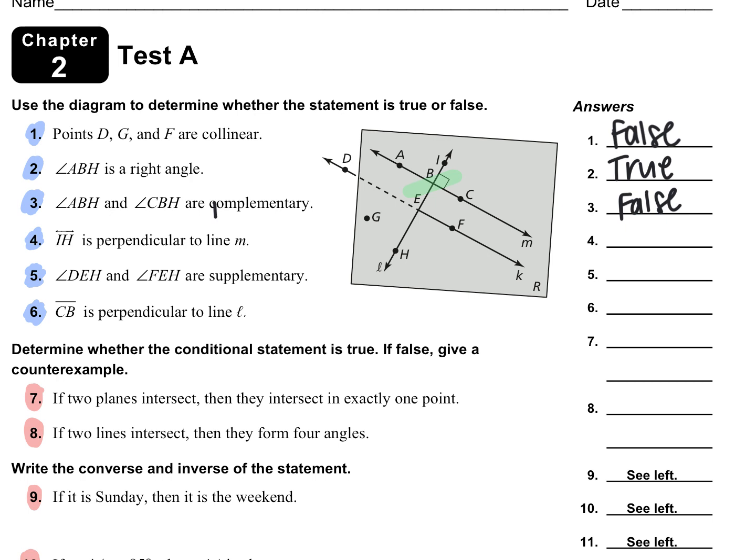All right, looking at number 4. IH is perpendicular to line M. True or false? True, they're perpendicular. How can I tell they're perpendicular? What does perpendicular mean? Perpendicular, you have a sign like this. That means perpendicular. Perpendicular means your angles are 90 degrees. So if this angle is 90 degrees, then all of my angles will be 90 degrees. So this, yes, is true.